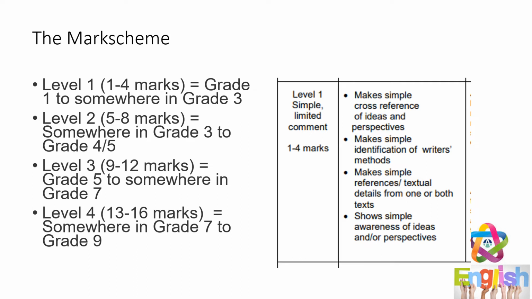That works with the next strand about references. Level 1 responses will have a simple reference or detail. At level 2, responses will have some appropriate detail. Level 3 responses will have relevant detail. And level 4 responses will have a range of judicious supporting detail, so quite a lot of quotations. You can see this again will continue in the strand about writers' methods.